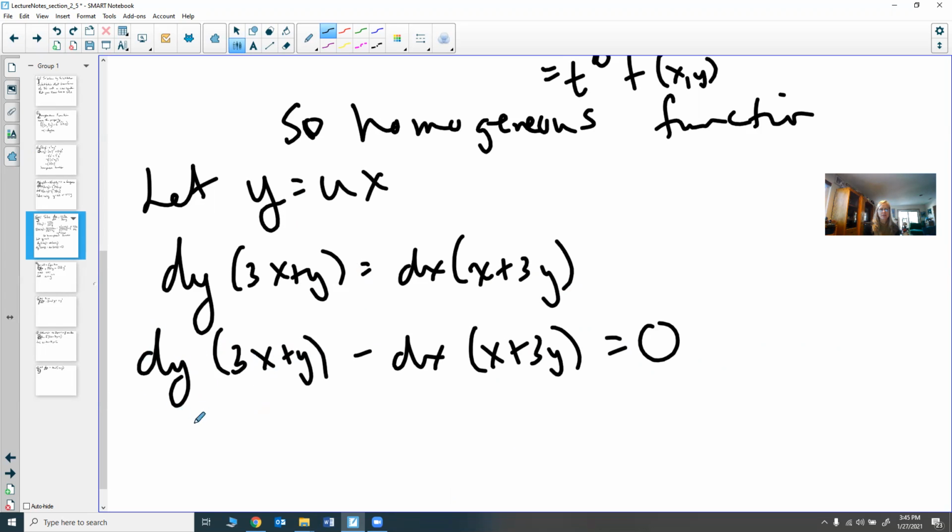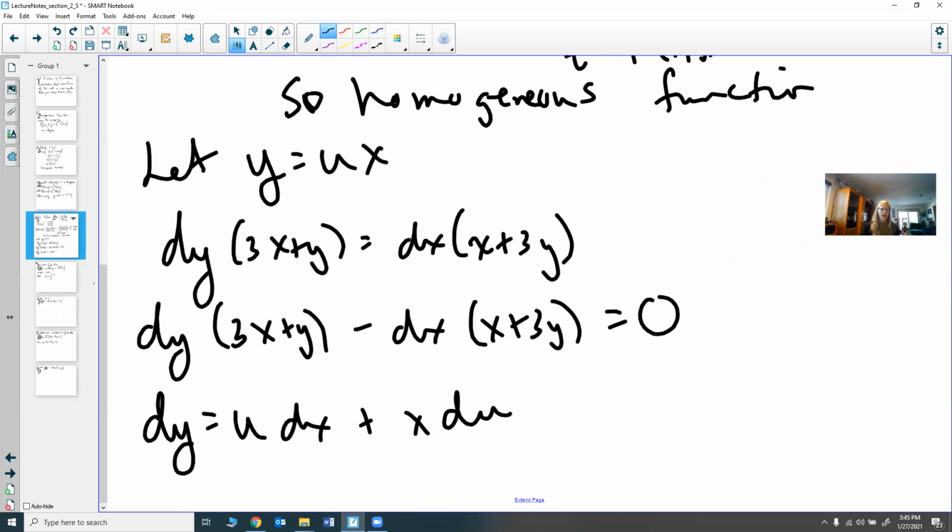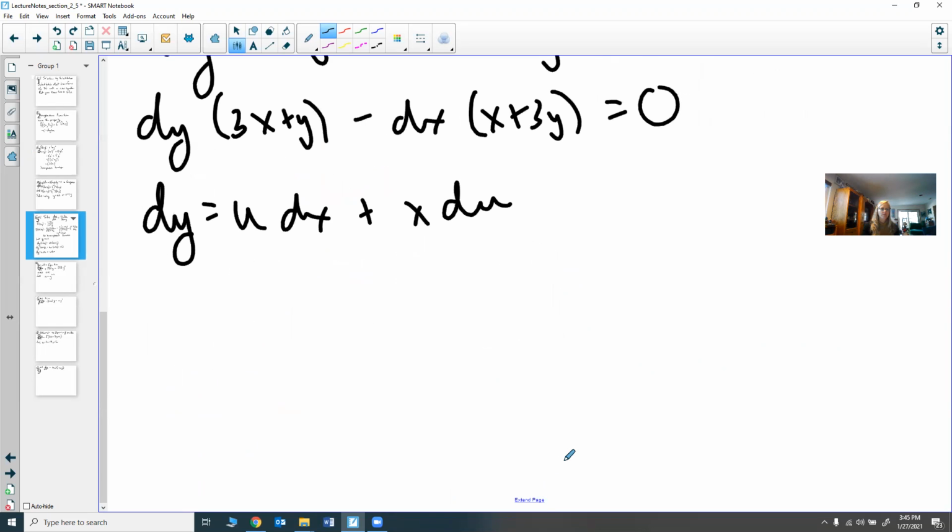I want to get rid of this dy. So I'm going to go ahead and find out what dy is equal to when y is equal to u times x. Using the product rule, this would be u times dx plus x times du. So I just used the product rule. All right, so now we're going to do some substitutions.